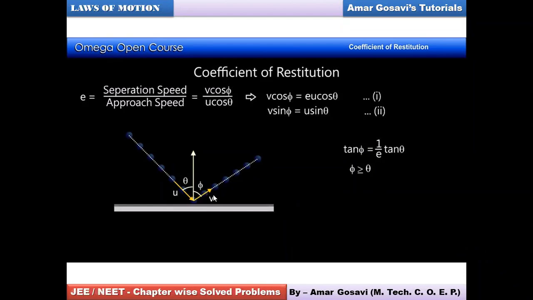So velocity is a vector quantity. You can resolve vectors into two components. So adjacent to phi, that is the vertical component, will be v cos phi. And therefore you find that instead of v, the separation speed is written as v cos phi. And instead of the approach speed being written as u, it is written as u cos theta.